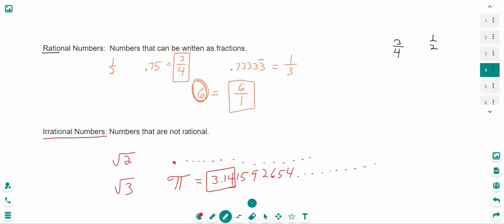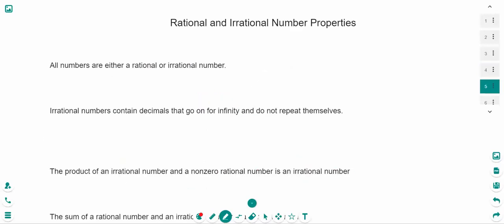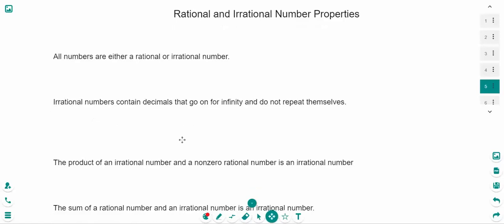All right, very good. Now, let's just real quickly run through a couple of those properties of rational versus irrational numbers so that you've got them in your notebook. So here you go. Here's a couple of facts. All numbers are either rational or irrational. There's no getting around it. It's one or the other. Irrational numbers contain decimals that go on for infinity and do not repeat themselves. We just got done going over that.